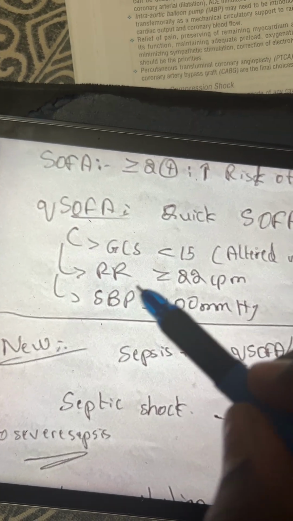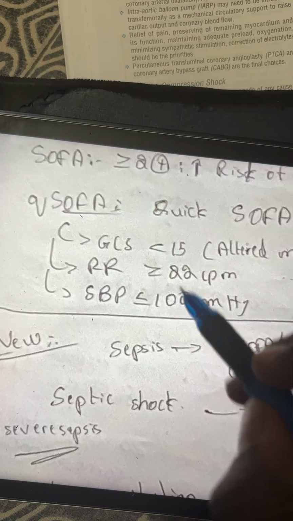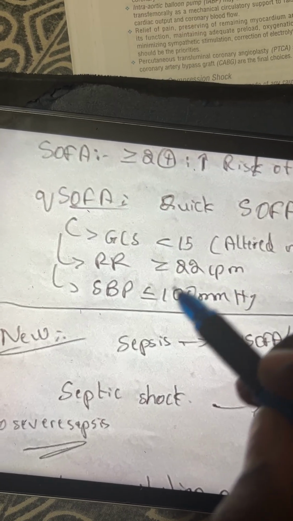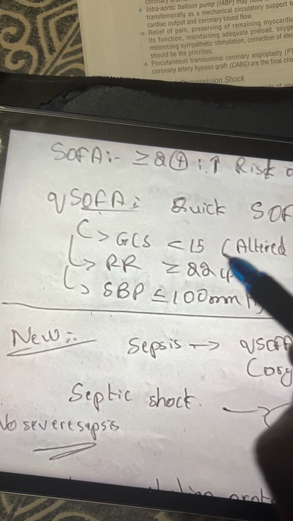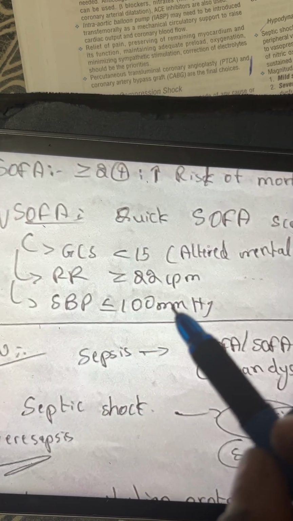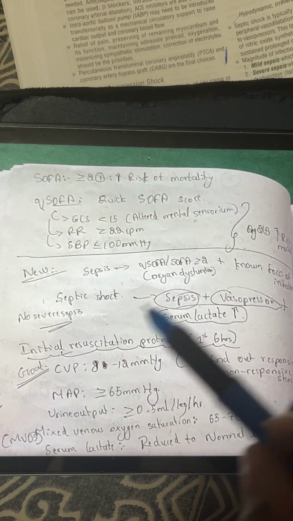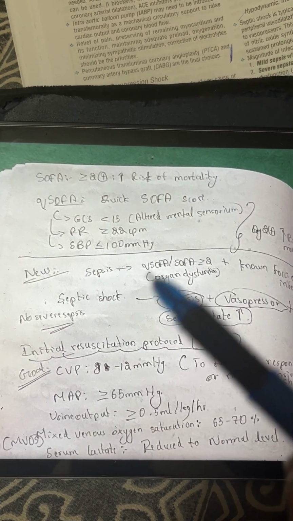Respiratory rate: the tachypnea definition you should know, that is greater than 20 cycles per minute. Near to 20 is 22, so 22 cycles per minute. GCS is the same as SOFA, that is 15. SBP is different. There it was mean arterial pressure 70, here SBP 100. This you have to remember somehow. Definitions of sepsis and septic shock are very important. They might ask you in the viva also.